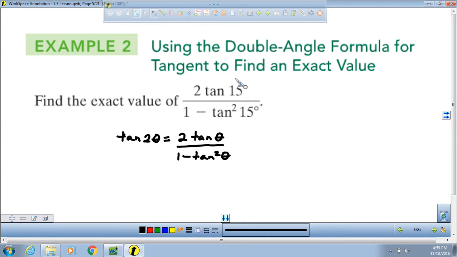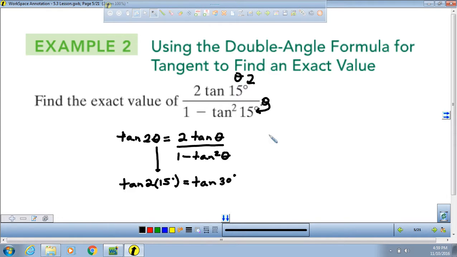So right here you see that theta is 15 degrees, right? So that's what it shows you here. If we compare to the formula, that's exactly what we see. So that means that tangent of 2 theta, since theta is 15 degrees, is the same thing as tangent of 2 times 15 degrees, because that's the value of theta. So 2 times 15 will be the same thing as tangent of 30 degrees, right?